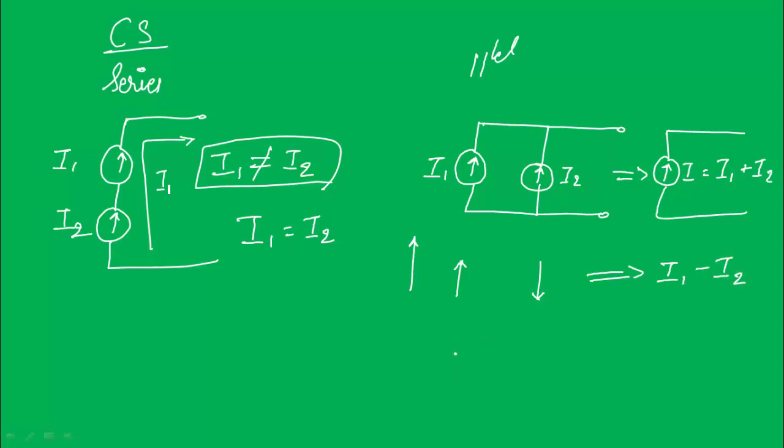Second case, if I1 is flowing in upward direction and if I2 is flowing in downward direction and if I2 is dominating, then the net current is given by I2 minus I1. ಅರ್ಥ ಆಗ್ತಿದೆ ಫ್ರೆಂಡ್ಸ್? Next, let us talk about source transformation.